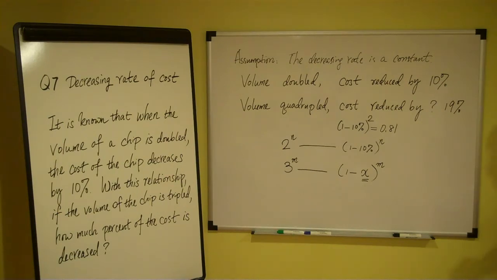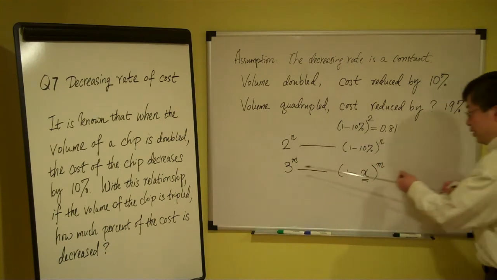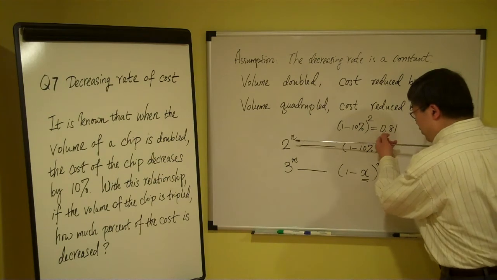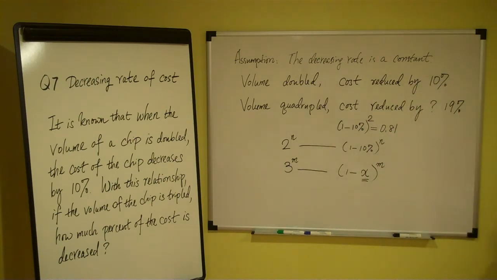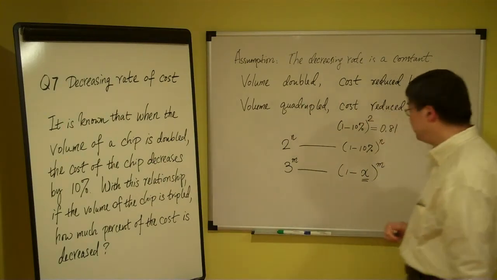Now we want to connect these two relationships, two mappings, based on some hidden assumption. How do we establish the connection between them?